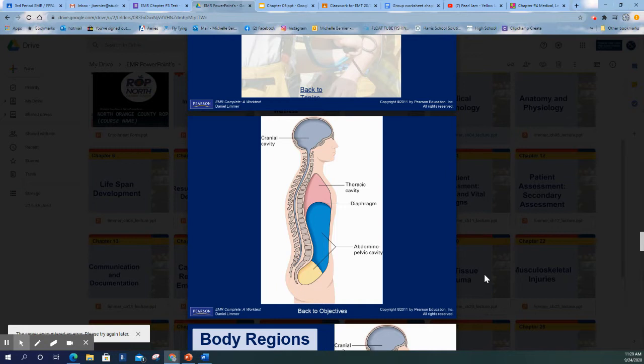Diaphragm is, I'm going to tell you right now, the principal muscle of respiration. You can hear me say this over and over again. It is the reason we breathe. It is the muscle that allows us to breathe. It also is the division between the thoracic cavity and the abdominal cavity.